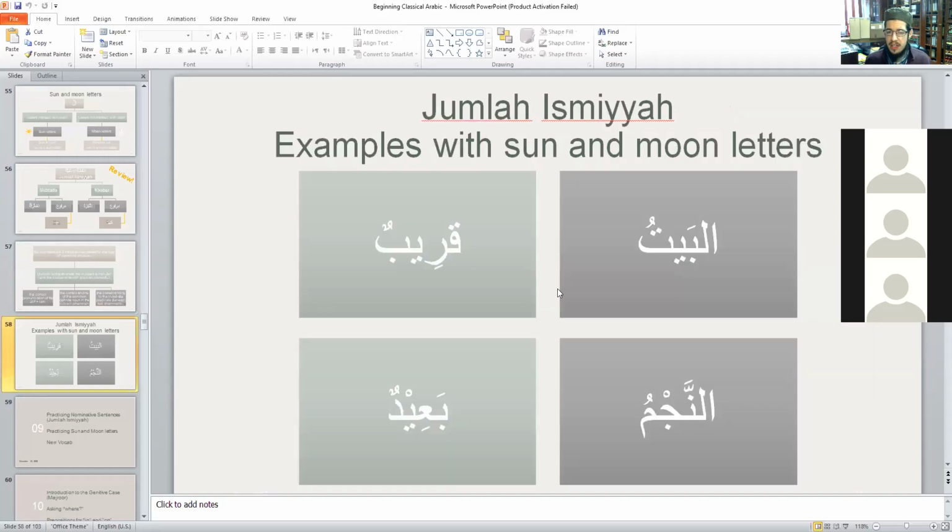I guess we'll just give an example. We have al-baytu qaribun. Al-bayt, we pronounce the lam because the ba is sufficiently far away or different from the lam. Whereas an-najmu, the star, we merge the lam into the noon because the noon is not sufficiently different or far away from the lam. An-najmu ba'idun.